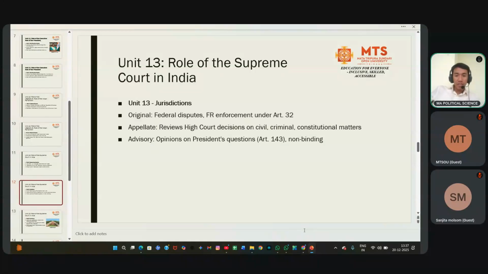Advisory: opinions on President's questions, Article 143, non-binding. So when the President asks a question, the Supreme Court can answer. Sometimes the President can ask a question to the Supreme Court under Article 143, but the decision is not binding, not jabardasti, but it can give advice. The Supreme Court can give advice to the President. So that is one of the very interesting facts here.